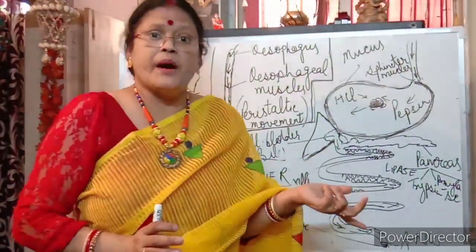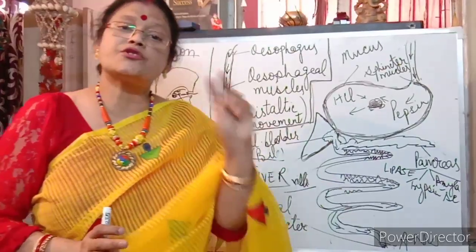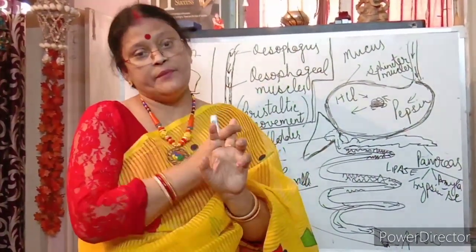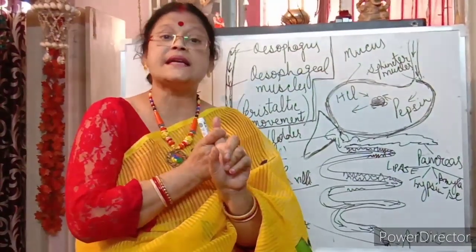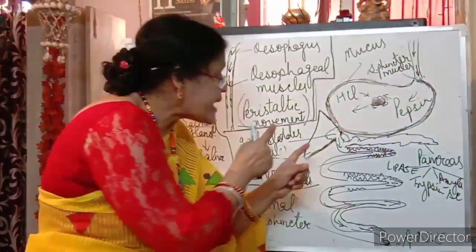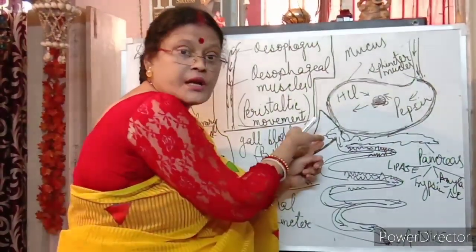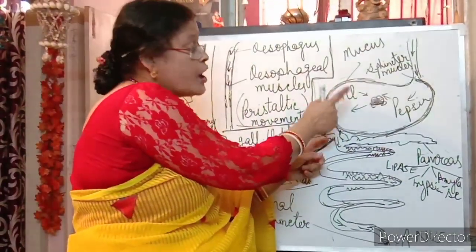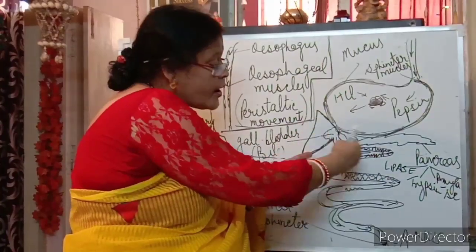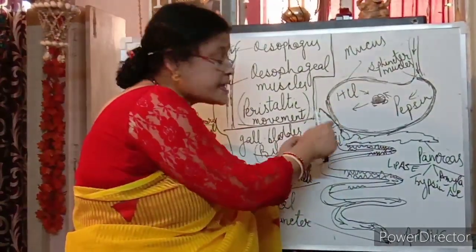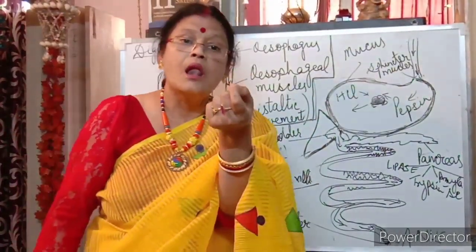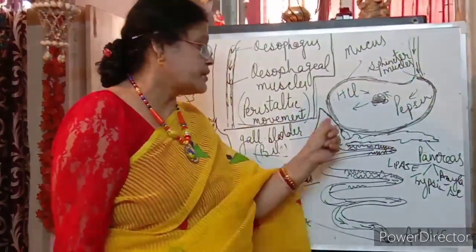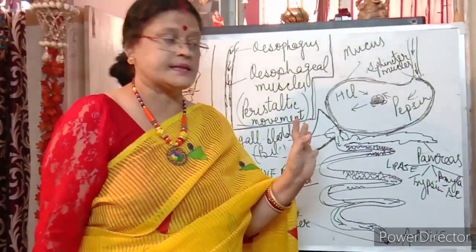Now what is the role of bile? Bile consists of 2 components. One is bile salt, another is bile pigment. Bile salt, which is alkaline, will neutralize the acidic medium of the food. Students, here the medium was acidic because of HCl. Now that acidic medium is not required further. So this bile salt will neutralize that acidic medium.